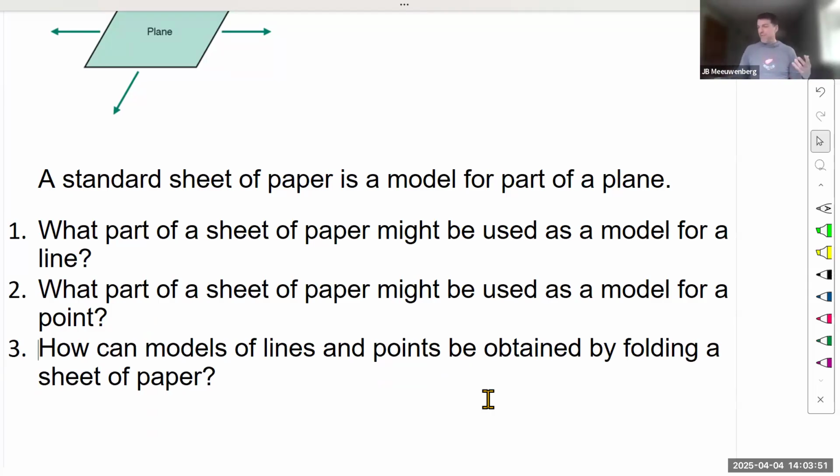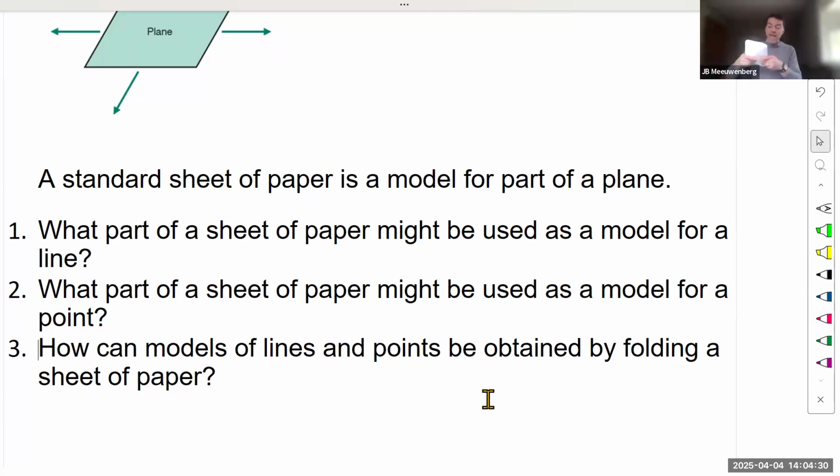If you have a piece of paper in front of you, you might think of the edge of the paper as representing a line. The corner of your paper might represent a singular point, right? And so two edges of your paper represent lines, and they come together at a single point. And you can also represent these by folding. If you fold your paper, then you have a new line right across the middle of your paper.